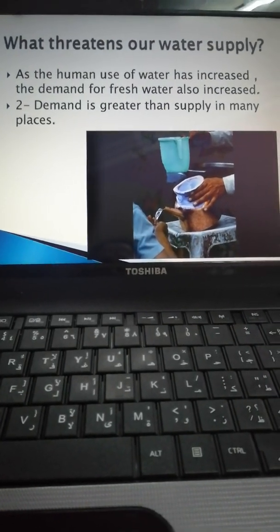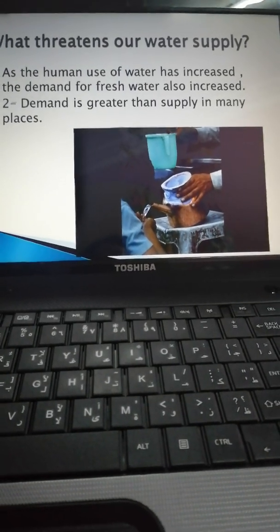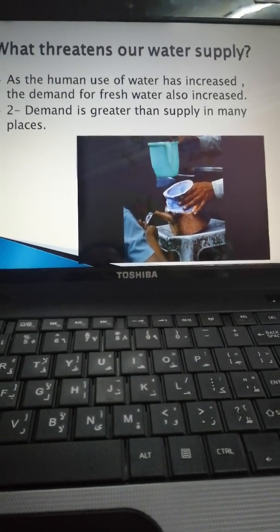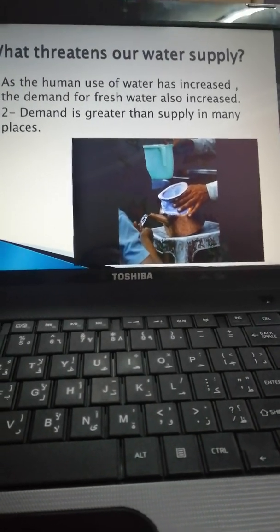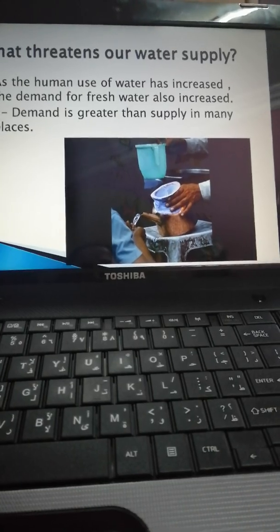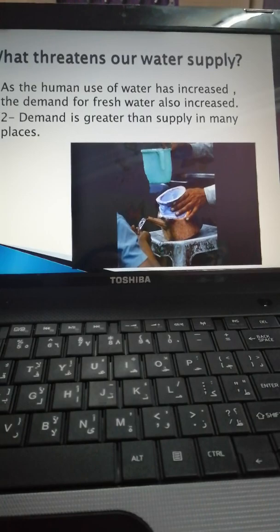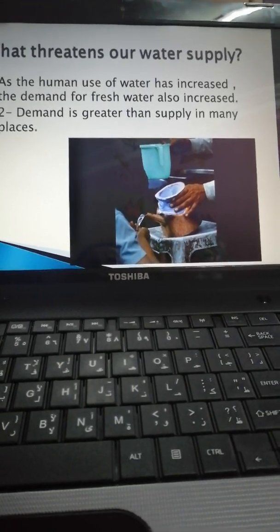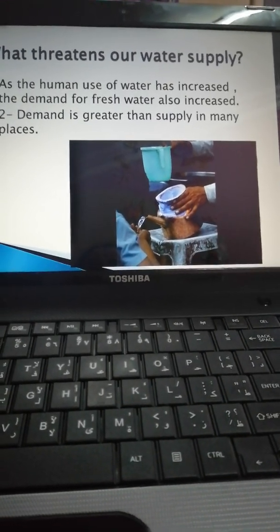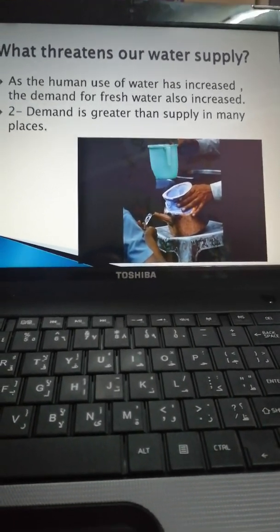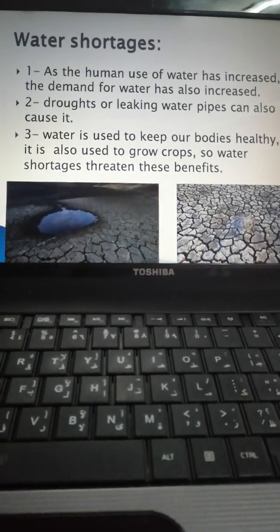What threatens our water supply? There are many problems of water supply. As the human use of water has increased, the demand for fresh water has also increased. In many places, demand is greater than supply. So the result is water shortages.